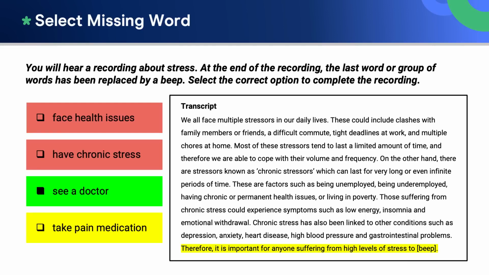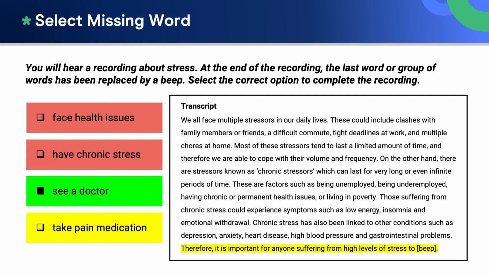Option 4 is, therefore, it is important for anyone suffering from high levels of stress to take pain medication. The second last sentence could trip you up here. It says, chronic stress has also been linked to other conditions such as depression, anxiety, heart disease, high blood pressure, and gastrointestinal problems. So there is some mention of health conditions.